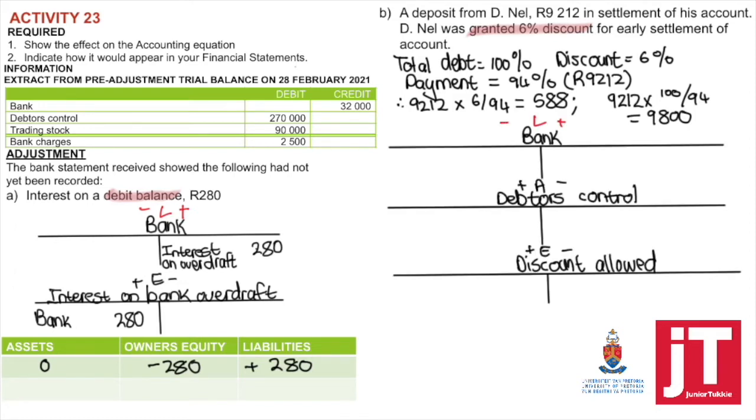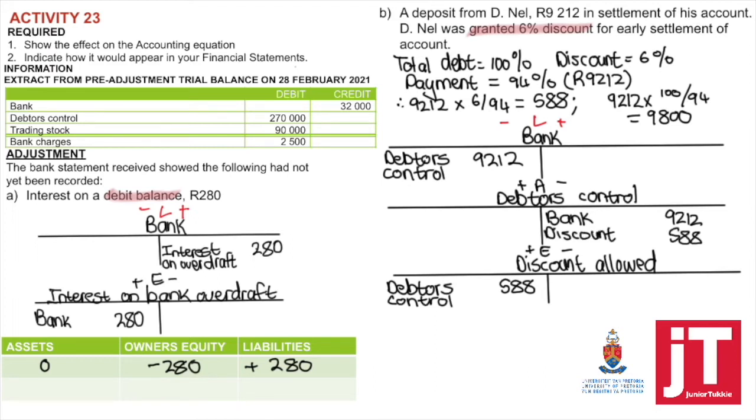So to show this transaction, I need to open bank, debtors control and discount allowed. Bank is going to be debited and debtors control credited with 9,212. Discount allowed is an expense which is debited and the debtors control is going to be credited with 588. If I add those two together, it should equal the total outstanding debt of 100%, which is 9,800.